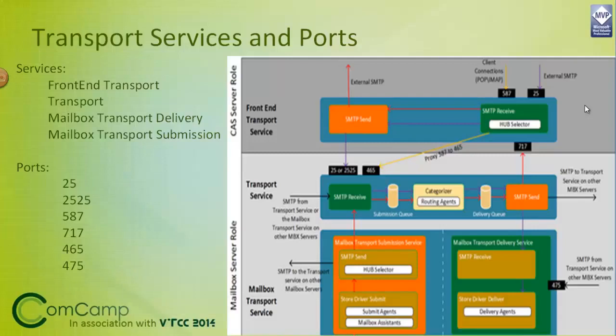The mailbox transport submission service connects to the local mailbox database using RPC to retrieve the messages and submits the message over SMTP to the transport service on the local mailbox server or on another mailbox server. The mailbox transport submission service has access to the same routing topology information as the transport service because it's the same server. Like the front-end transport service, the mailbox transport service also doesn't queue any message locally.